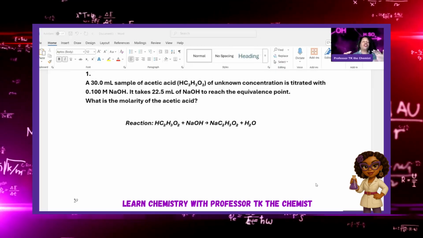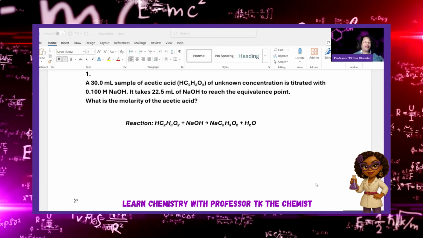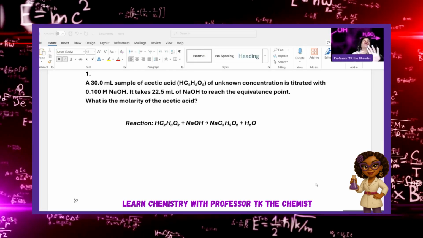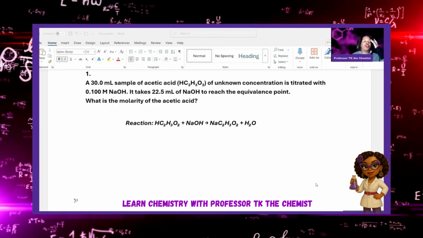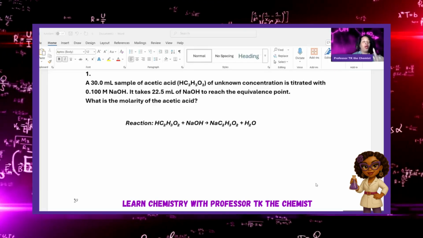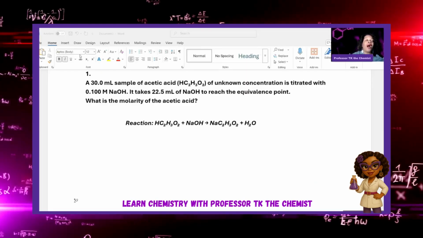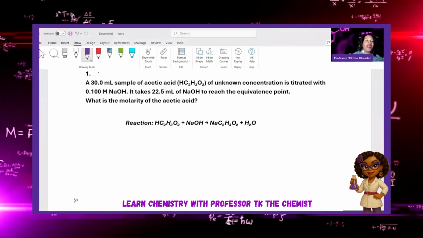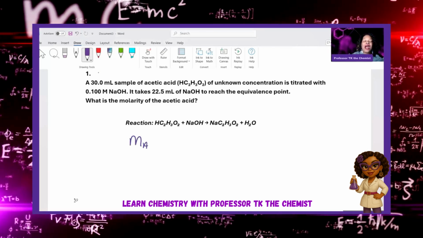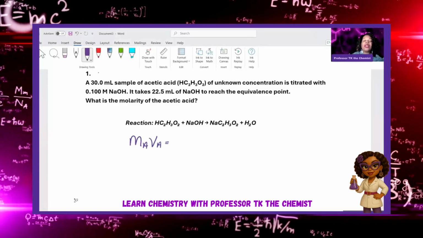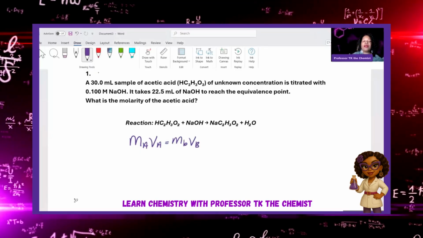First thing you need to do is look at your chemical reaction, make sure it is balanced. If it is balanced, good. If it's not balanced, take care of that part first. Now, the other thing that you want to do is to make sure that if you have a 1-to-1 ratio, this will be a simple step of using the following chemical formula: the molarity of the acid times the volume of the acid is equal to the molarity of the base times the volume of the base.